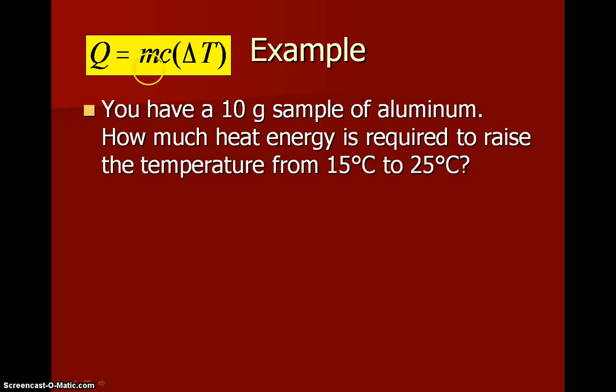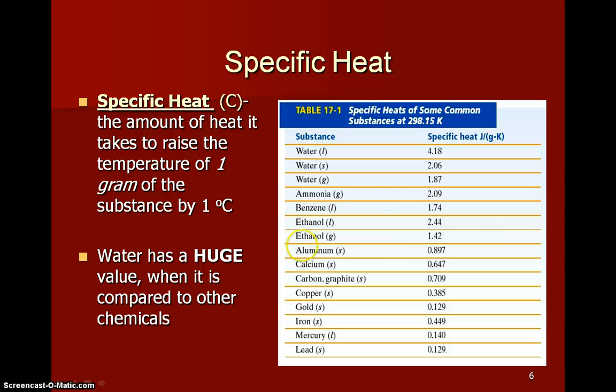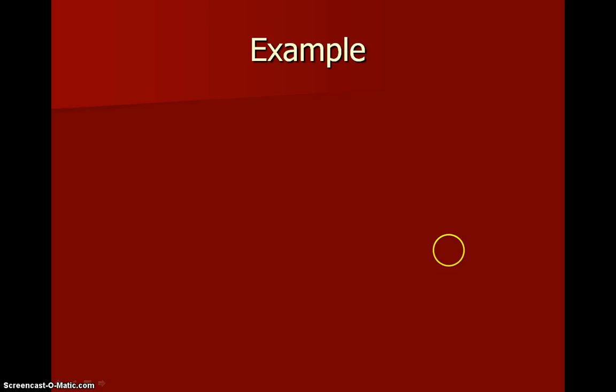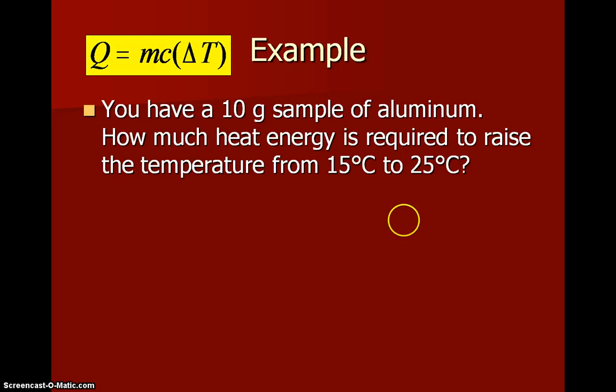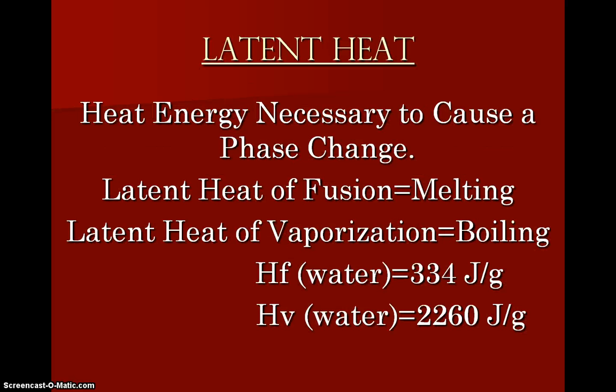So we have our mass, which is 10 grams. A specific heat, that's a known value, so I just have to look it up. If I click back to this table, I can see aluminum's 0.897. And then my change in temperature would be 10 degrees, going from 15 to 25. So I got 10 grams times the specific heat of aluminum times 10, and I get that 89.7 joules is how much energy is required to heat that amount of aluminum.